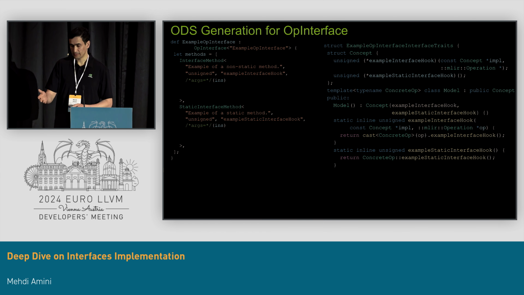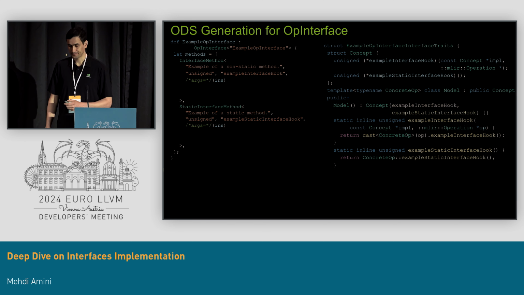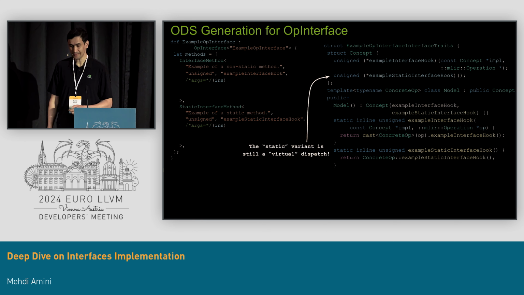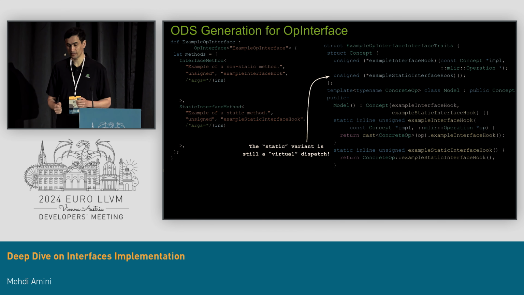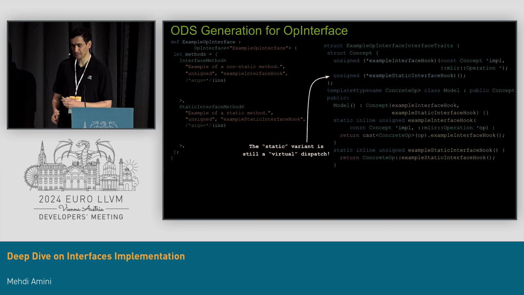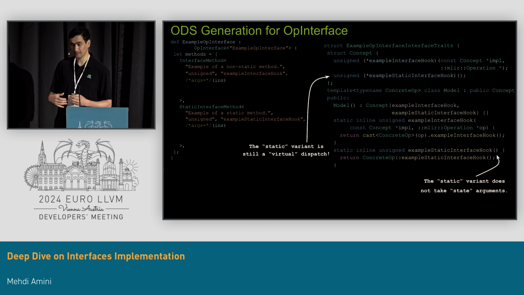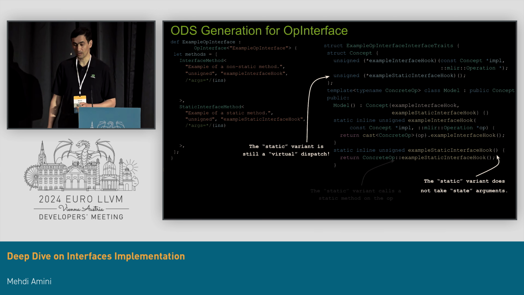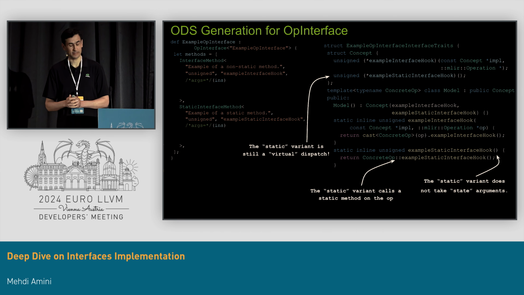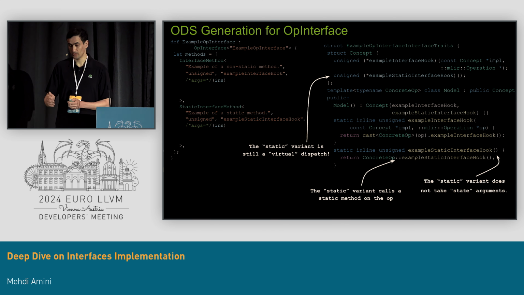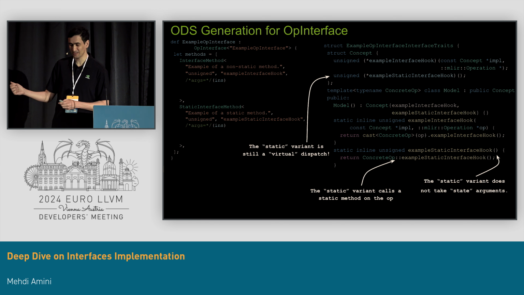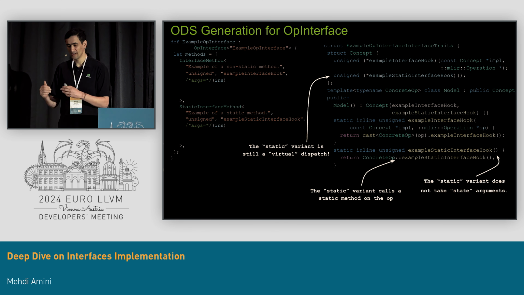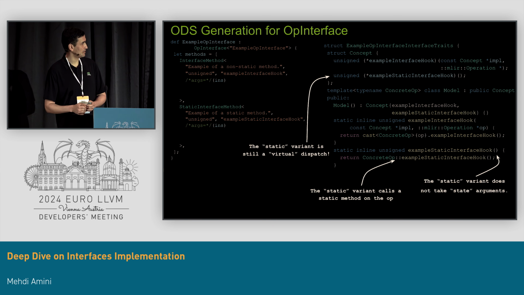And the model is just those static functions that dispatch to the concrete op. So the static variant, the static interface method, is still a virtual dispatch, right? Why do we call it a static interface method? It's a static interface method because it does not take the state, it doesn't take the operation pointer, and it's going to call a static method on the concrete op, right? And so it's limited in terms of what you can do. So you can see the difference between the two operations here. The first one is calling a method directly on the concrete op after casting the operation pointer. The second one is calling a static method, right? But both of them are doing virtual dispatch to the concrete implementation.